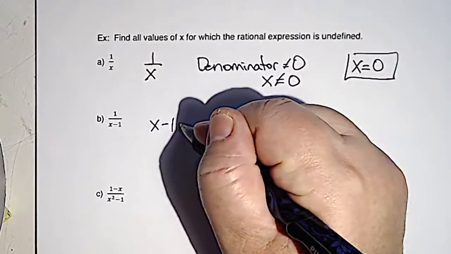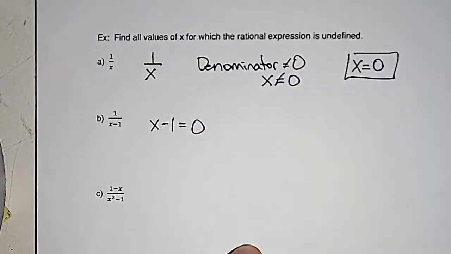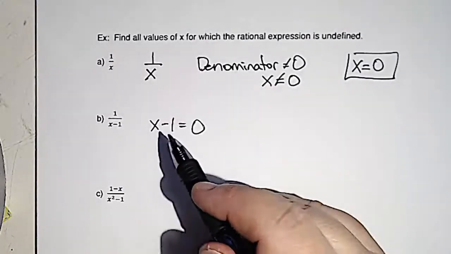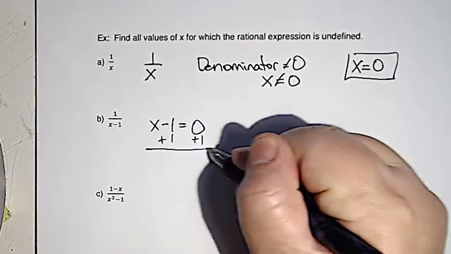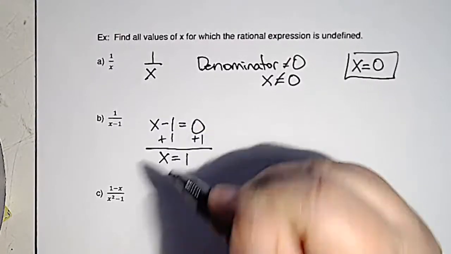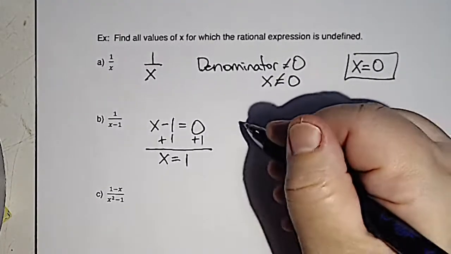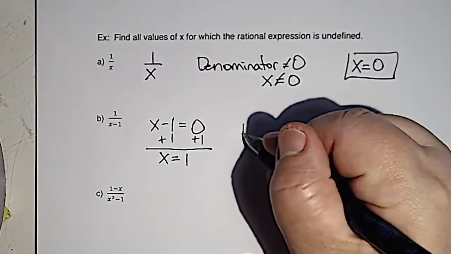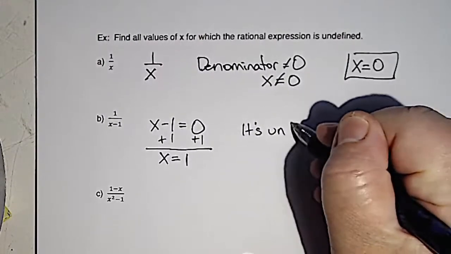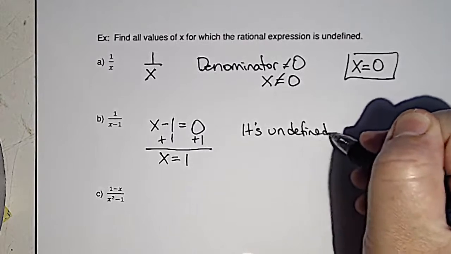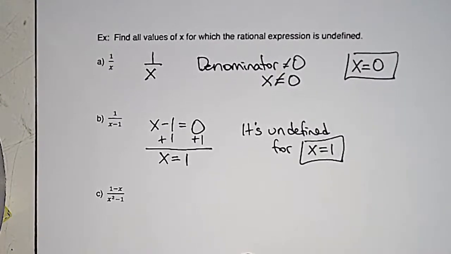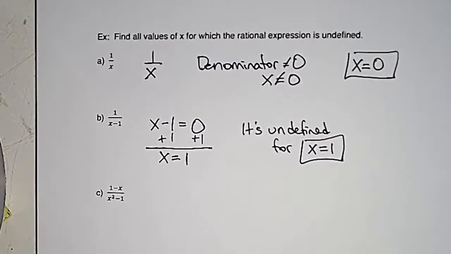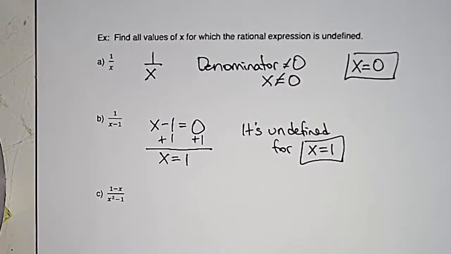X minus 1, I'm going to set that equal to 0, right? There's the denominator. X minus 1, set it equal to 0. Add 1. I get x equals 1. So my answer here, it's undefined for x equals 1. So that's the answer I'm going to give them. If I were giving it as a present to somebody, I would say don't let x equal 1.